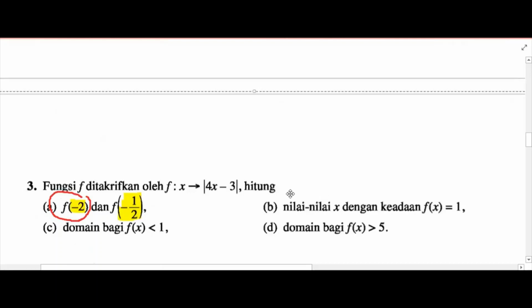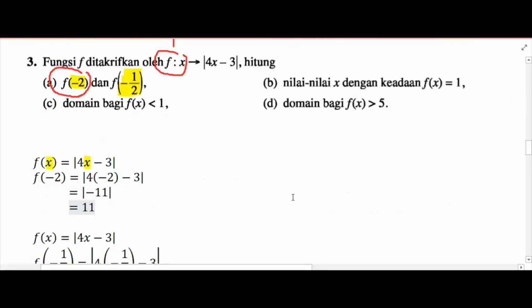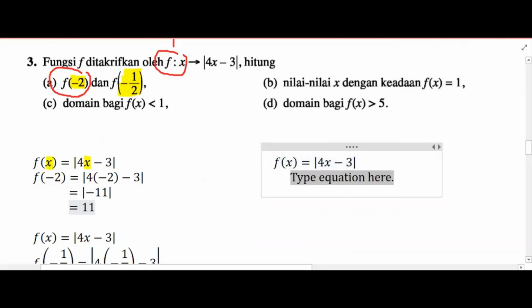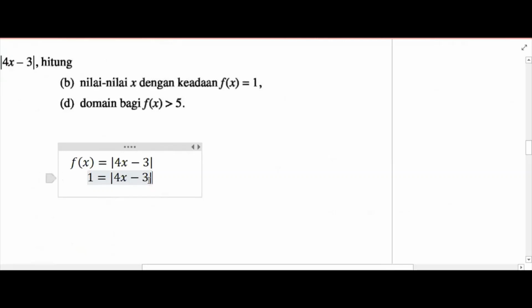Dan kita buat b pula. Cari nilai-nilai x dengan keadaan fx sama dengan 1. Okay, so fx is y, or we can say this one, fx is 1. What is the x value? Okay, sini. fx is equals to 1. But I don't know my x value. I don't know. Then modulus, ada modulus macam mana kita buat? How to do? Okay, you can bracket. You can open the modulus.